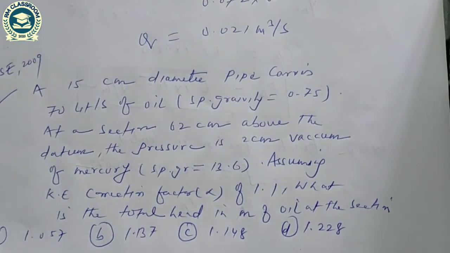This question is asked. A 15 centimeter diameter pipe carries 70 liter per second of oil. Specific gravity is 0.75. At a section 62 centimeter above the datum, the pressure is 2 centimeter vacuum of mercury. Specific gravity is 13.6. Assuming kinetic energy correction factor of 1.1, what is the total head in meter of oil at the section? And your options are given.